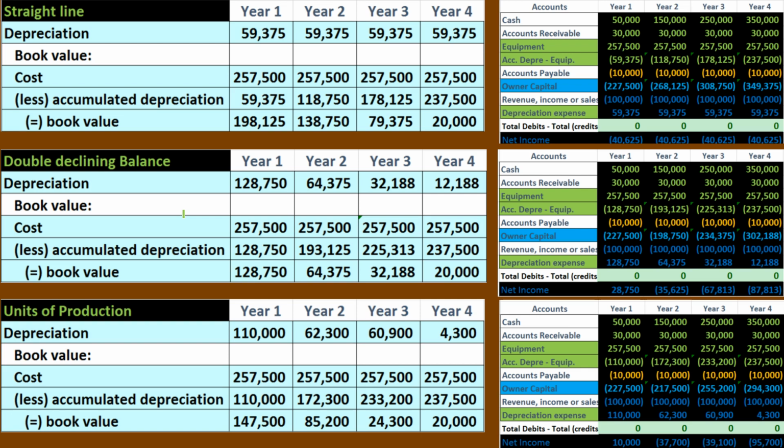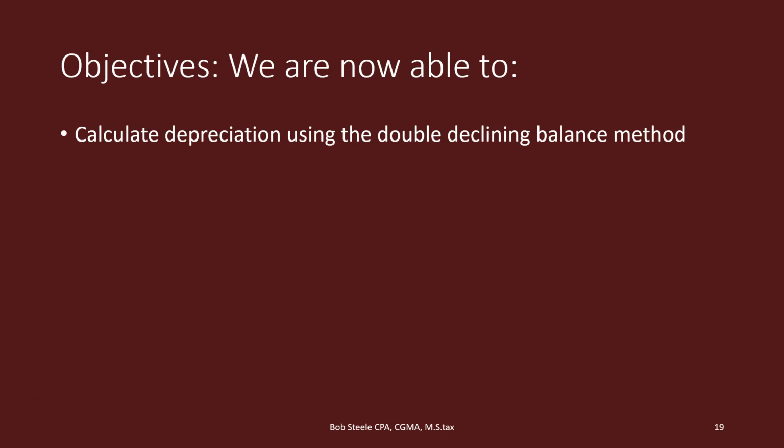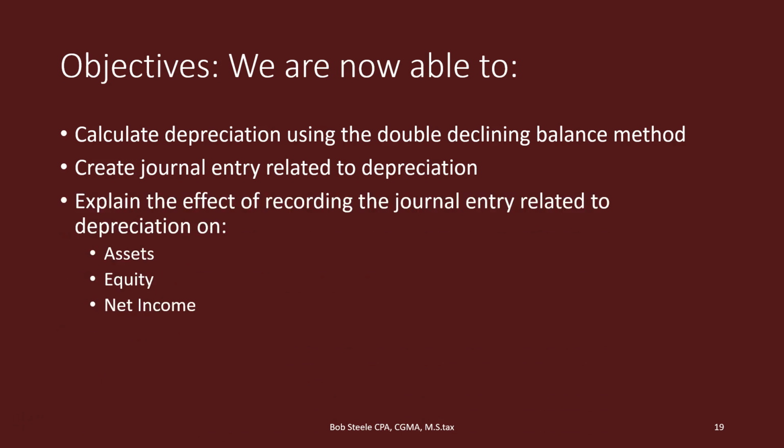It's similar to methods that are often used on the tax code, a similar calculation to the methods mandated by the tax code. So we are now able to calculate depreciation using the double declining method, create a journal entry related to depreciation, and explain the effect of recording the journal entry related to depreciation on assets, equity, and net income.